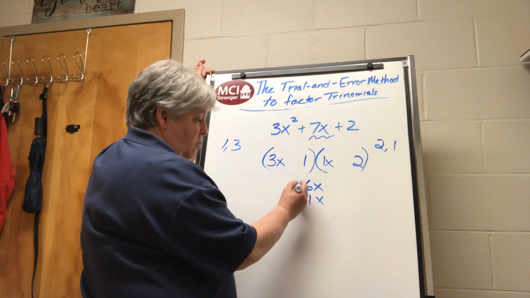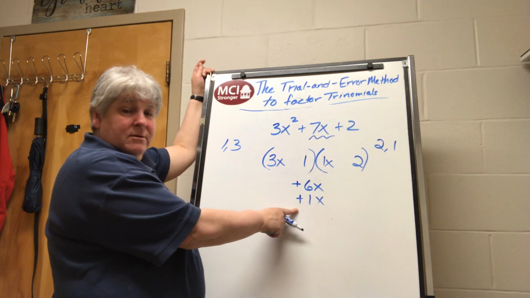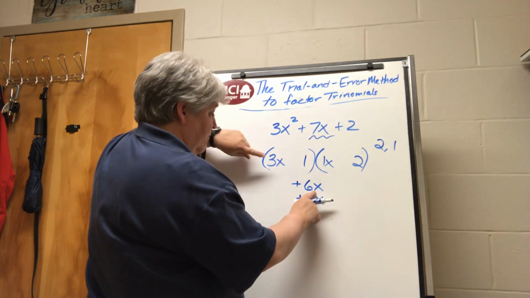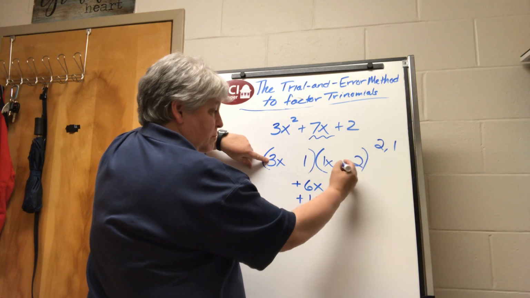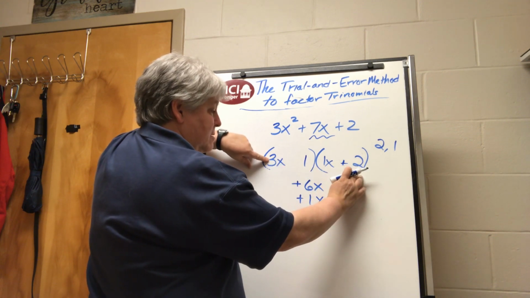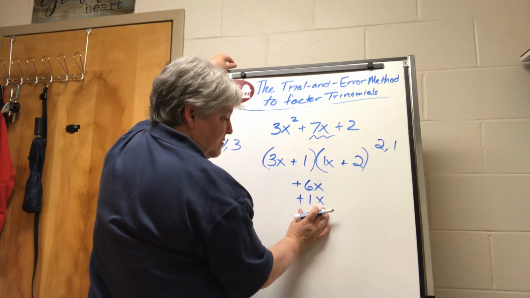I think they need to have both plus signs. Do you agree that that adds to 7x? Well, that's handy. Now, where did the 6x come from? From this times this. So I'll put a plus sign here so that that comes out to a positive 6x. And I'll put a plus sign here so that that comes out to a positive 1x.